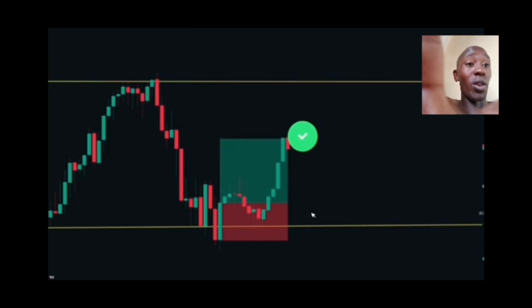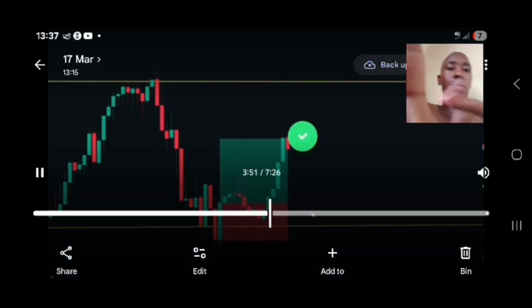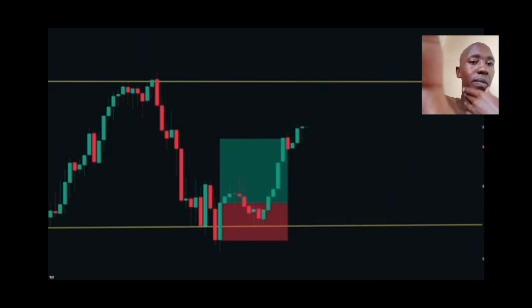So it would have retested only 50% of that order block and could have given us a better entry with a higher risk to reward ratio. Take profit target hit perfectly. That's a clean 2R gain, one trade, double our risk.